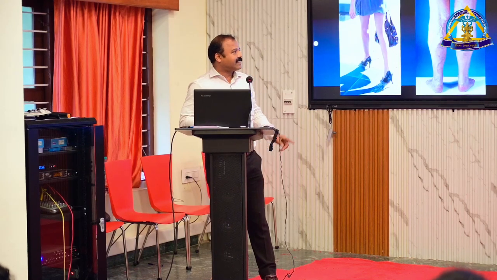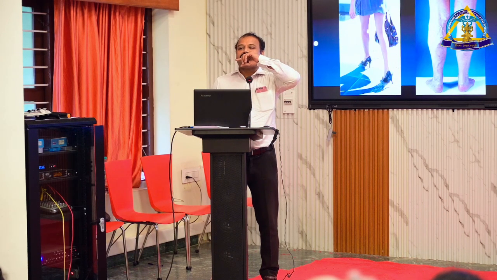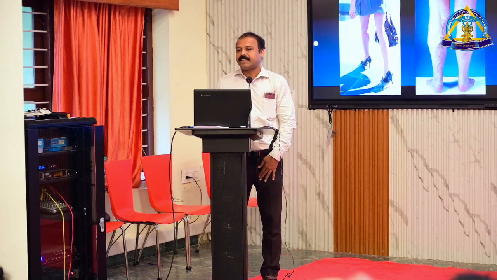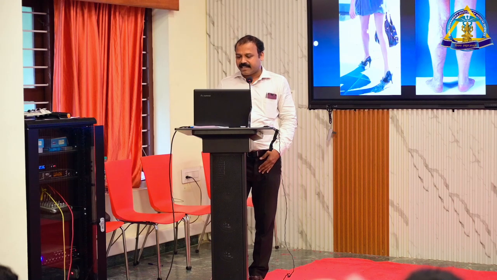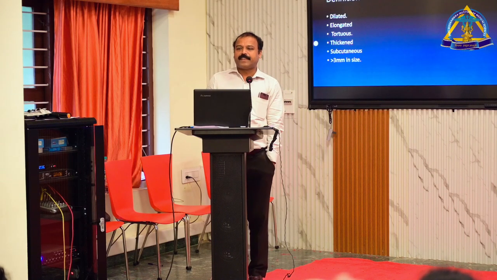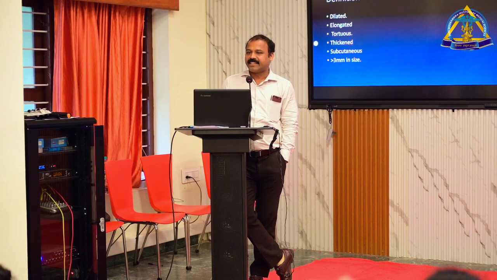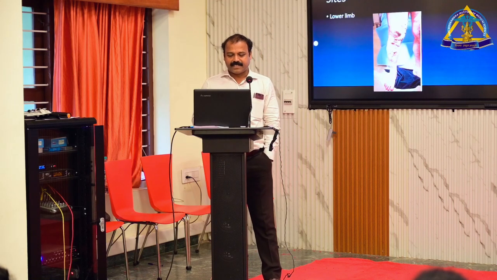This is a normal leg, that is a varicose vein leg. A common complication of varicose vein is cosmetic disfigurement. In Western countries, this is a common cause for varicose vein surgery. What is the definition of varicose vein? It's a dilated, tortuous, elongated, thickened, subcutaneous vein which is more than 3 millimeter in size.